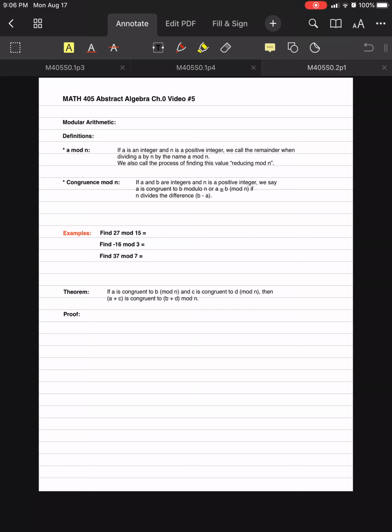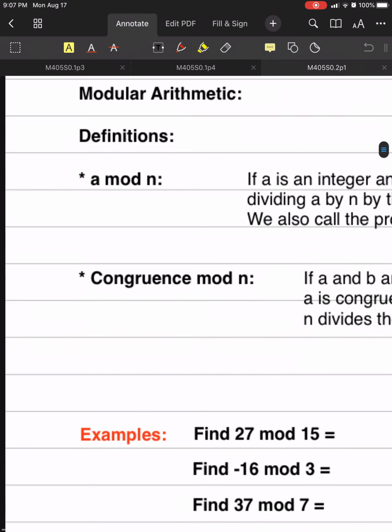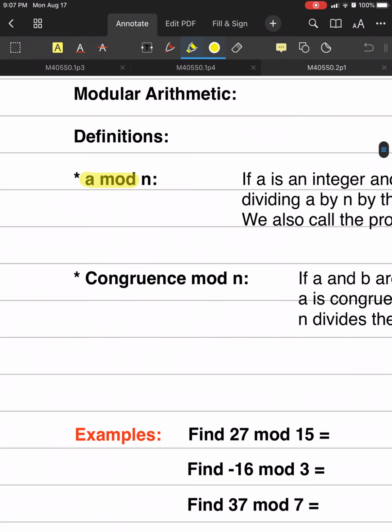This is a little bit awkward because the standard definition that most books use, and this book uses later on, is called congruence mod n, which is A congruent to B mod n. But this book uses A mod n as a separate definition as well. So this is the one we're going to start off by looking at.